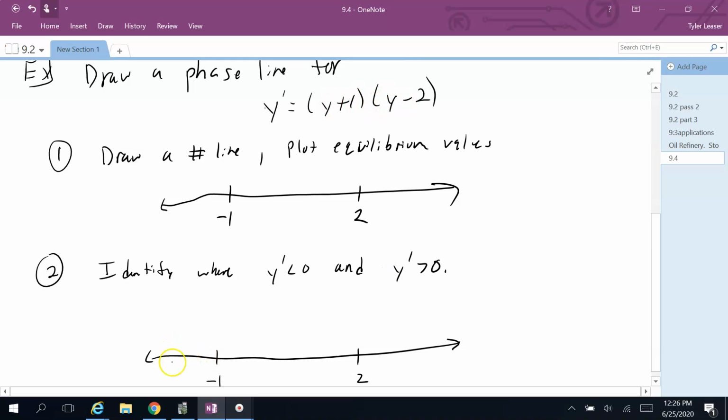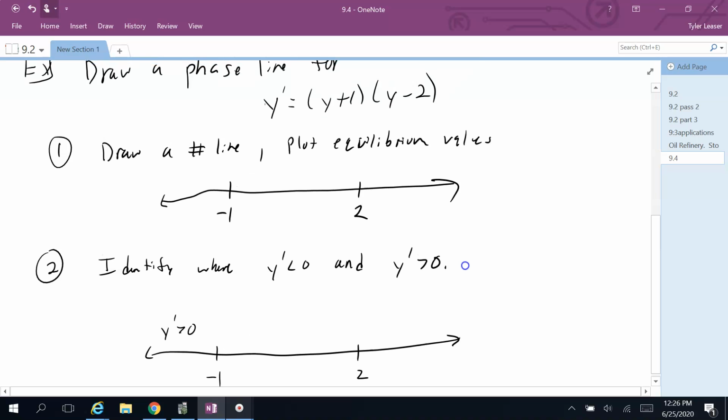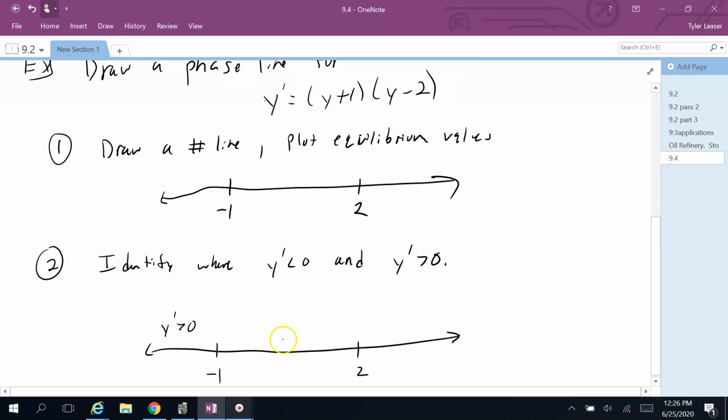Let's pick something that is below -1, and plug that back into the differential equation. So if I plug maybe -2 into here, -2 plus 1 is -1, -2 minus 2 is -4. I have a negative and a negative. Those will multiply out to be positive. In other words, in this section, my derivative is positive. Okay, and I'm not going to bother doing the others, so just plug in maybe 0. You'll see that the derivative comes out to be negative, and then plug in something bigger than 2. You'll see that the derivative comes out to be positive.